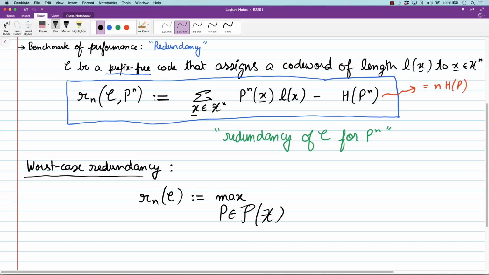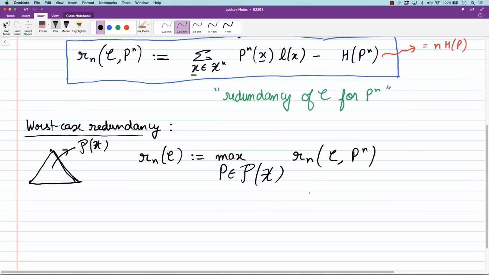This calligraphic PX is my notation for all distributions on X. Remember that all these distributions live in the so-called probability simplex. Typically I'm just drawing a triangle, but it's a higher dimensional object, the set of all PMFs basically. So this is my notation for this thing, PX, the set of PMFs on X. So take max over all such PMFs of Rn of C comma Pn. Okay, this is the worst case redundancy.